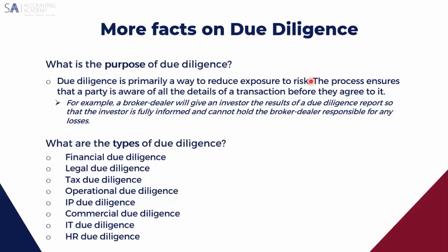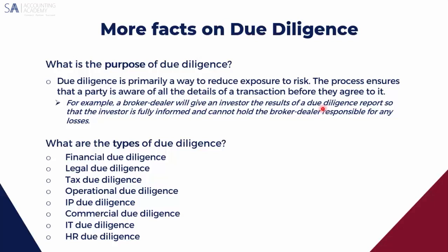So there are some other examples in here. I've said a broker-dealer will give an investor the results of a due diligence report so that the investor is then fully informed and they cannot hold the broker-dealer responsible for any losses. So we get touching on two important things here. Due diligence means that you are giving information to somebody else to make up their mind. And you basically, in your capacity as practitioner, you give them the information. They say to you, we want the following info. You give them the info, you go through a process, you do procedures, you present it to them to say, here we go, this is what I have found, you make up your mind.